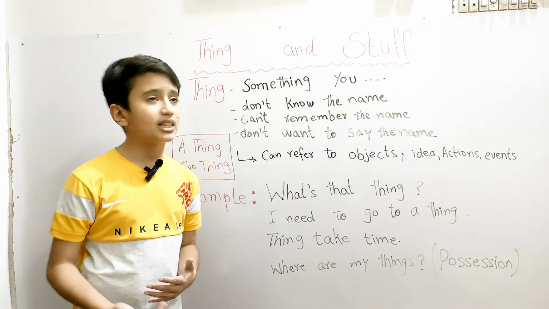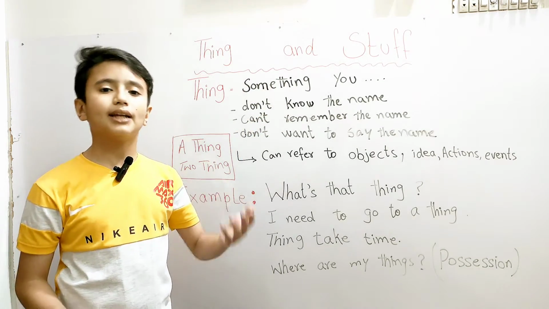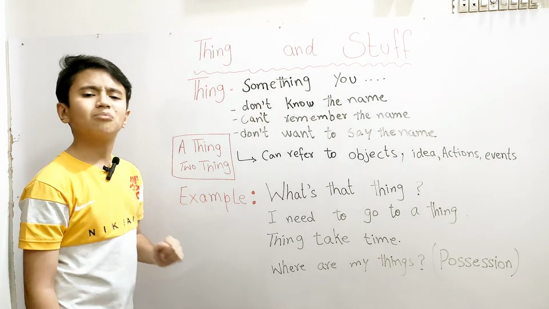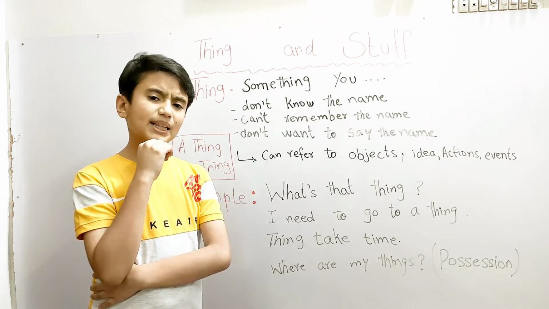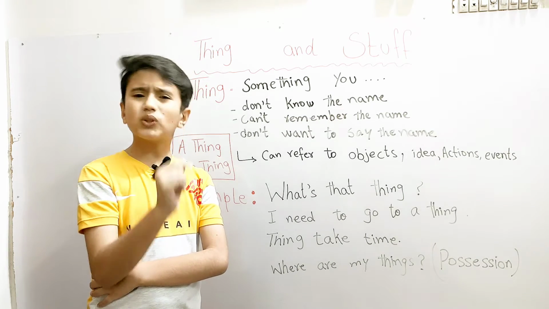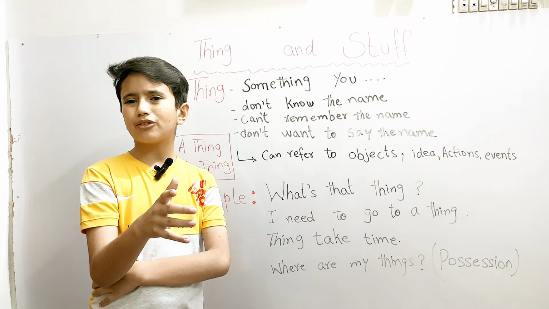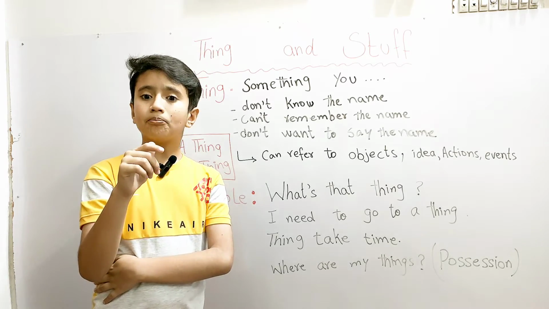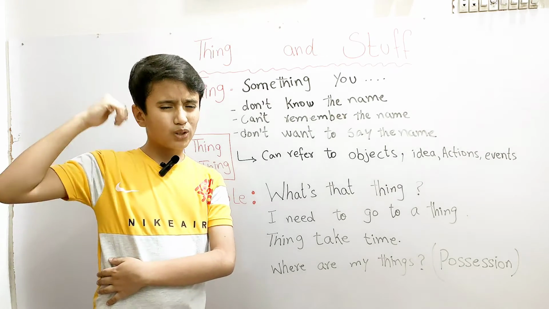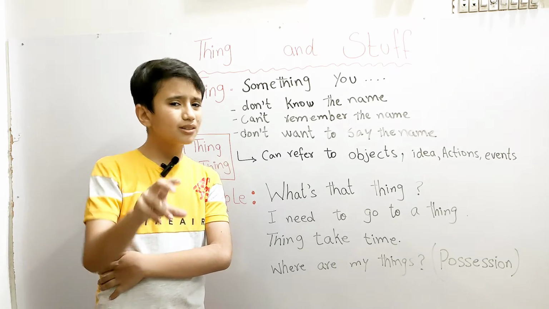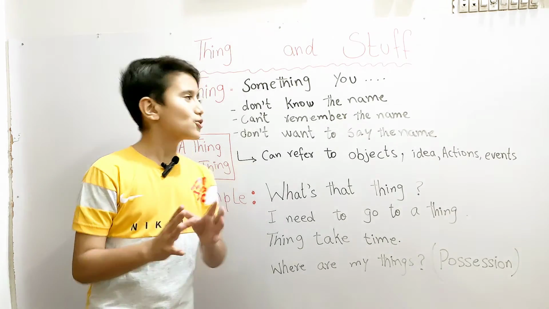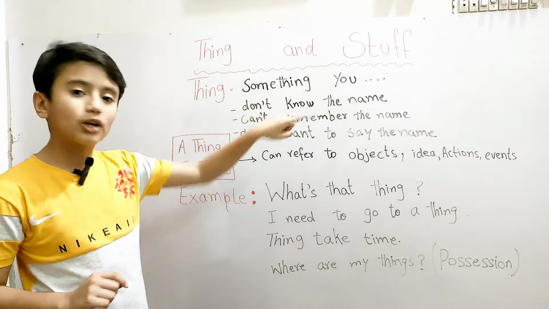But usually in this scenario we use stuff, not thing, in this sentence. Or either you can't remember the name: what was that thing I gave you yesterday? What was the name of that thing I gave to Hasnain yesterday? Should I give you that thing? What do you call that? That thing, you know, spoon. Yes. So in this scenario, you do not remember the name.